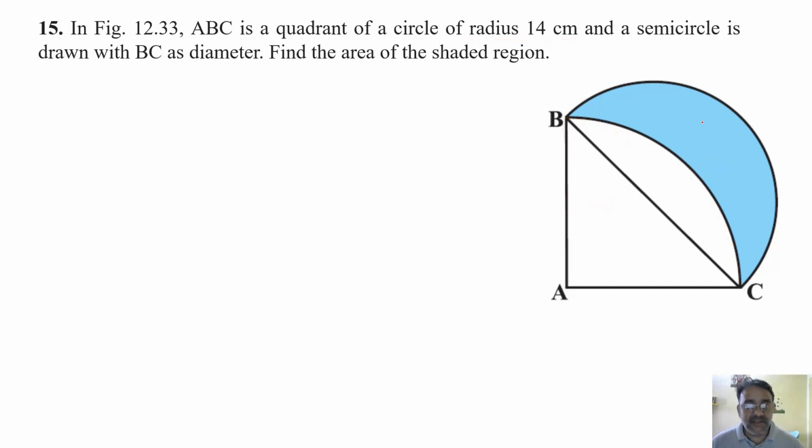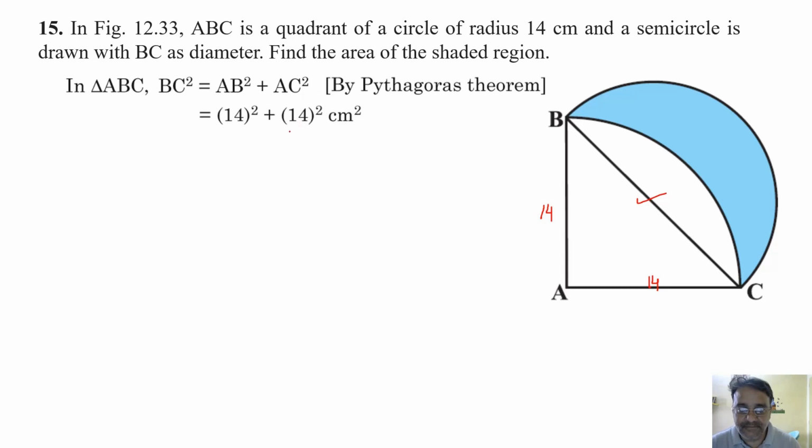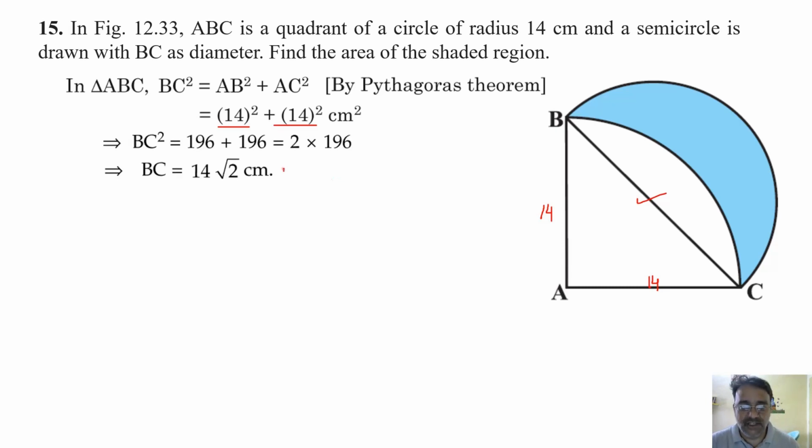In the question, only the radius of the quadrant is given. So this is 14. This is also 14. But the radius of the semicircle is not given. That is, BC diameter we will find by using the Pythagoras theorem. So in triangle ABC, BC square is equal to AB square plus AC square. So 14 square plus 14 square, we'll get 196 plus 196. So we can write 2 into 14 square. So that will be equal to 14 root 2 centimeter. So the radius of the semicircle will be 14 root 2 by 2, that is 7 root 2.